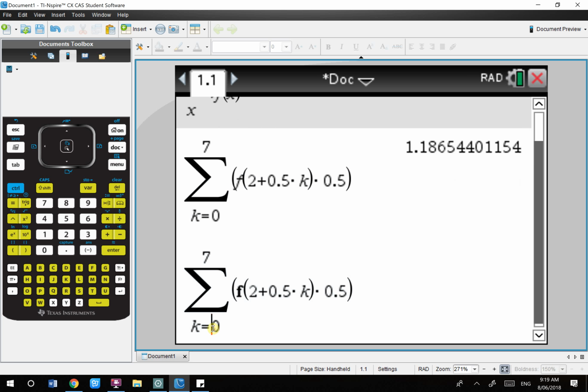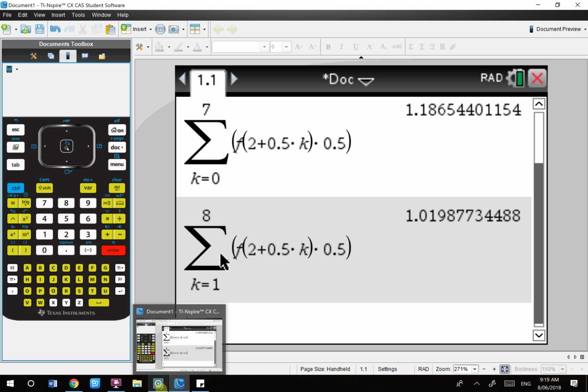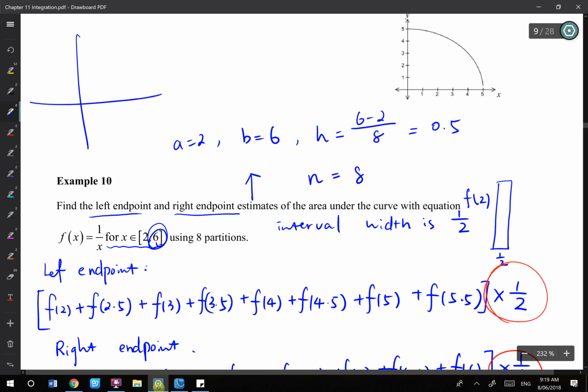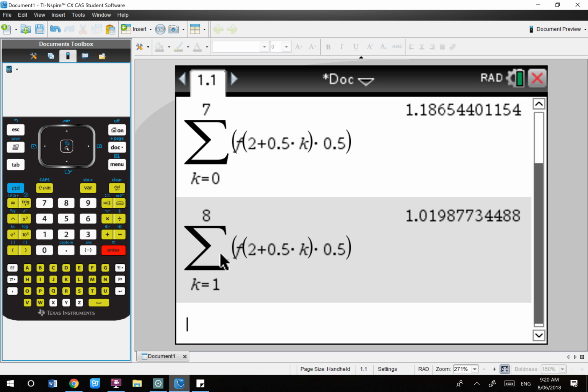Just change that to 1 and change that to 8. Okay, so that will give you the right-hand side approximation. And you can think about that: 1 over x is a shape like that, a decreasing function. The left-hand side approximation will be larger than the right-hand side approximation, right? The left-hand side approximation should be larger than the right-hand side approximation, and my answer shows that as well.